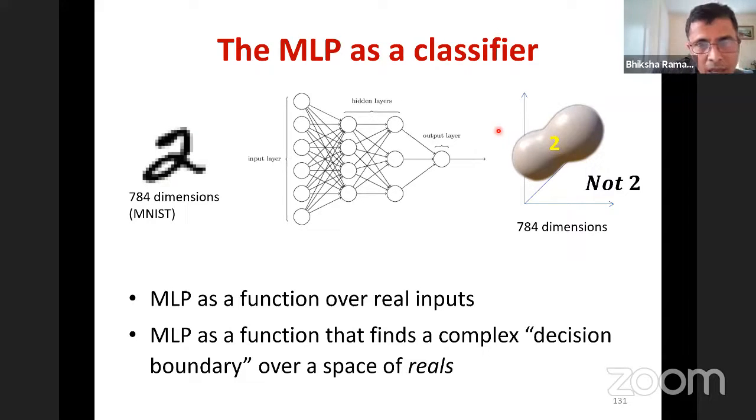Now, we've seen MLPs as Boolean functions. We saw MLPs can be Boolean functions, they can be classifiers, and they can be real functions. So let's look at case number 2, where they are classifiers. Now, in the case of classification, the MLP is a function over real valued inputs, and it finds a complex decision boundary over the space of reals.